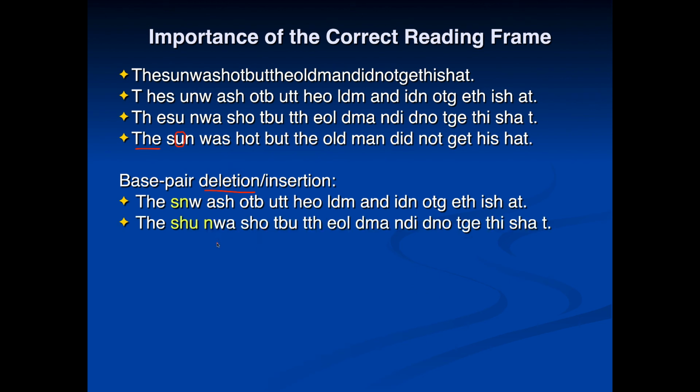Now, let's say we add a letter, right? So I stuck an H in here, right? In between the S and the U in sun. And we still go in threes. Well, again, this makes no sense. So, most likely a lethal effect. So when it comes to deletions and insertions, if the point mutations are deletions or insertions, we're most likely going to have a lethal effect. Protein will not function the same.